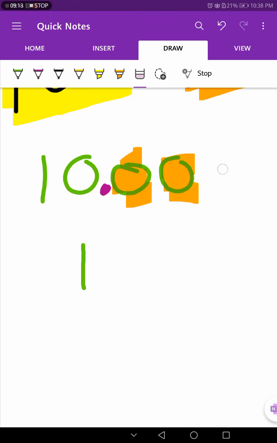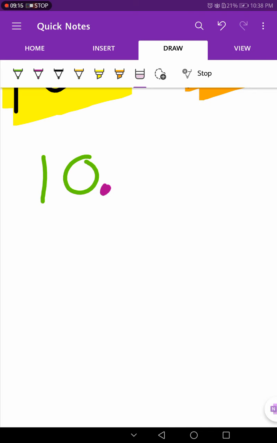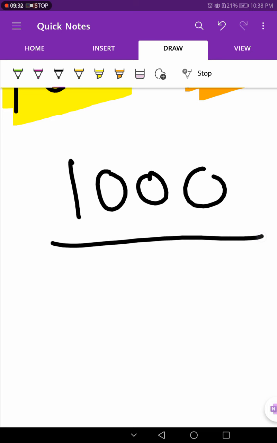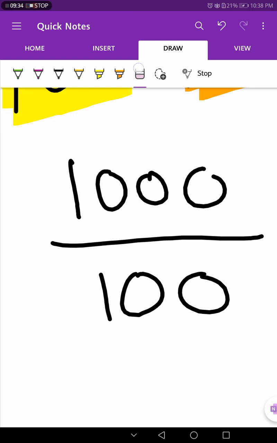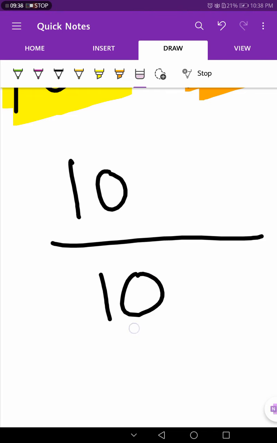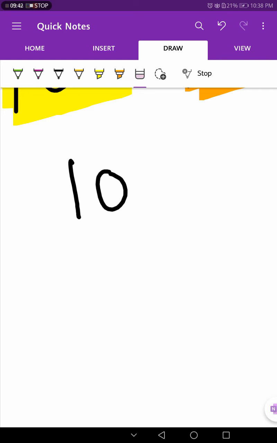Keeping the zeros or leaving them is the same. So the answer is 10, because this has no value. Okay, I have another way. If you have a number like this, you have an easier way. You just cancel 1 zero up, 1 zero down, 1 zero up, 1 zero down. So 10 over 1 equals 10.